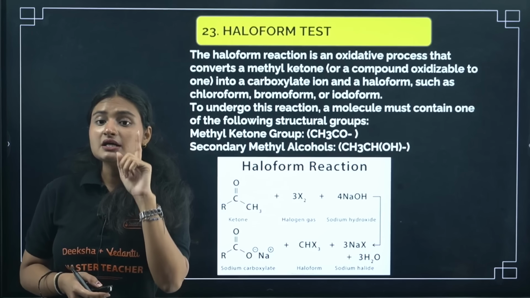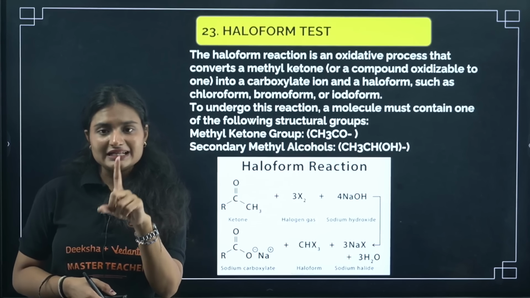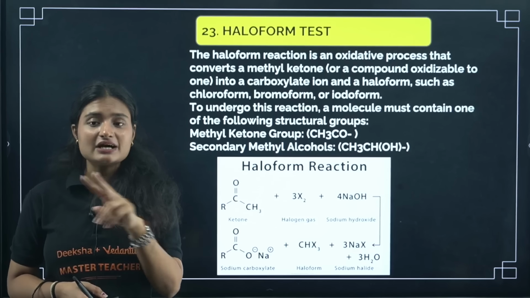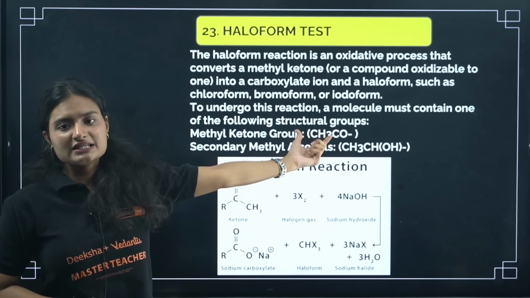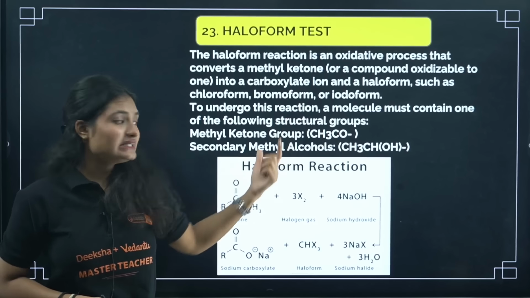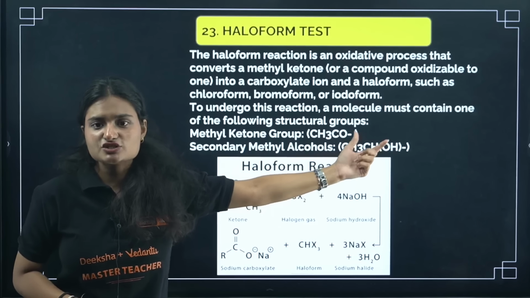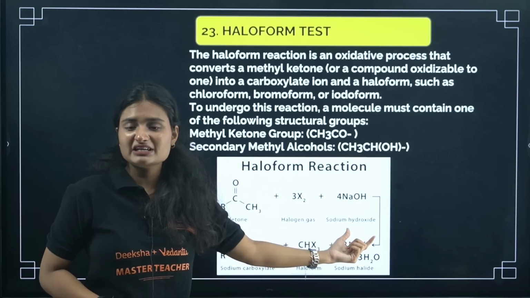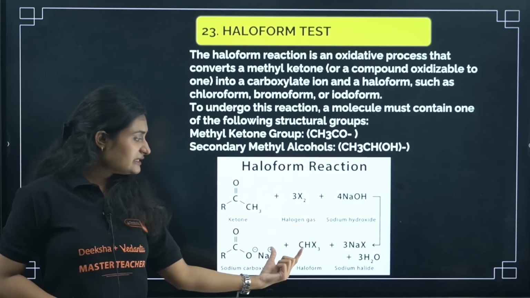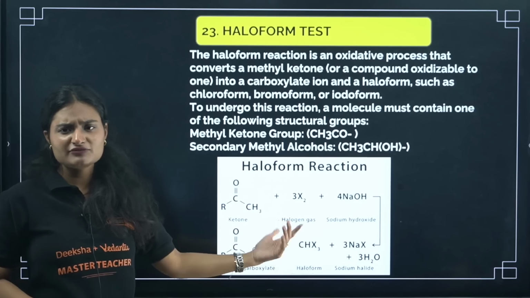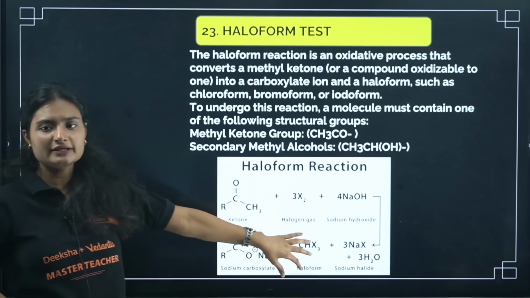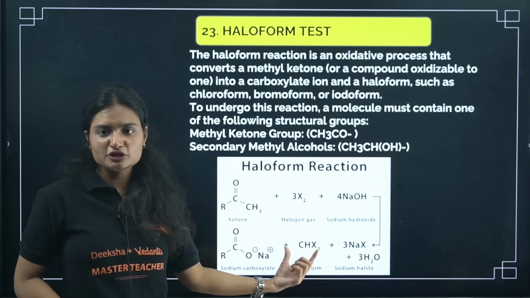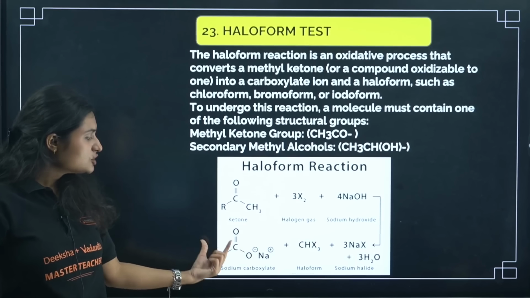It is given by compounds, basically aldehydes, ketones or alcohols that have this group. In case of aldehydes and ketones, they should have a CH3CO group, and in case of alcohols they should have a CH3CHOH group. What happens when you treat them with halogen in presence of any alkali? We get a yellow precipitate of haloform, okay. Normally if you have iodoform, iodoform is yellow colored, right? So we get a precipitate of haloform, okay, and we get sodium carboxylate.